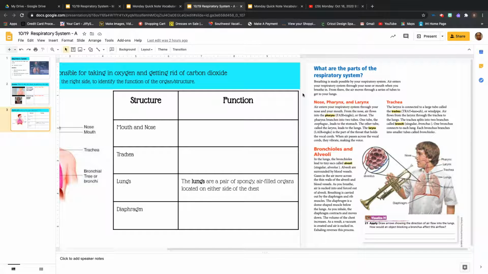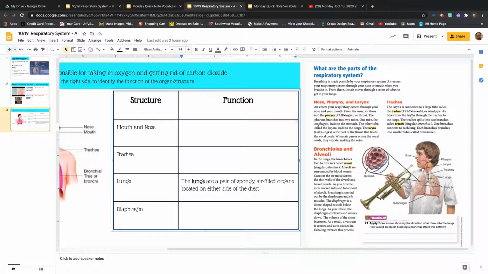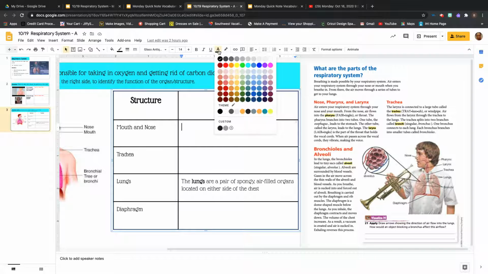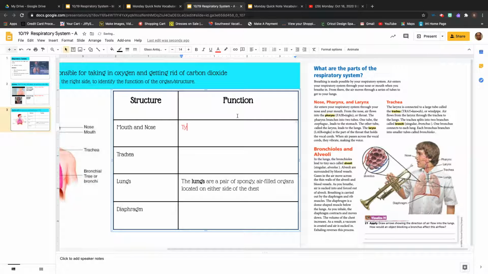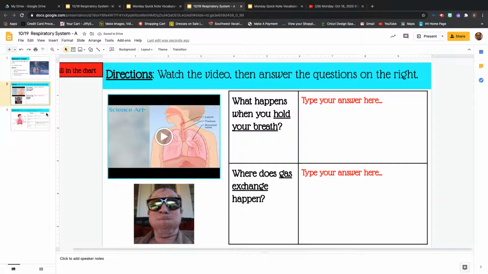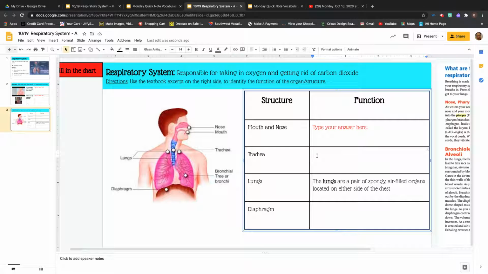So now that we've read that together, you can always play that video again if you need to hear it. You're going to fill out the chart to the left. You'll double click and type your answer here. I am going to put this in red so that you know. You can delete what I put and type your answer there. I'll put it for each one so you know. But you are using the chart to the right.